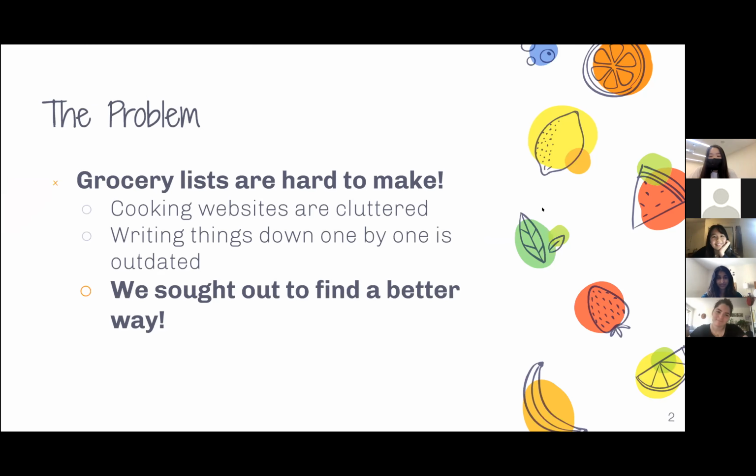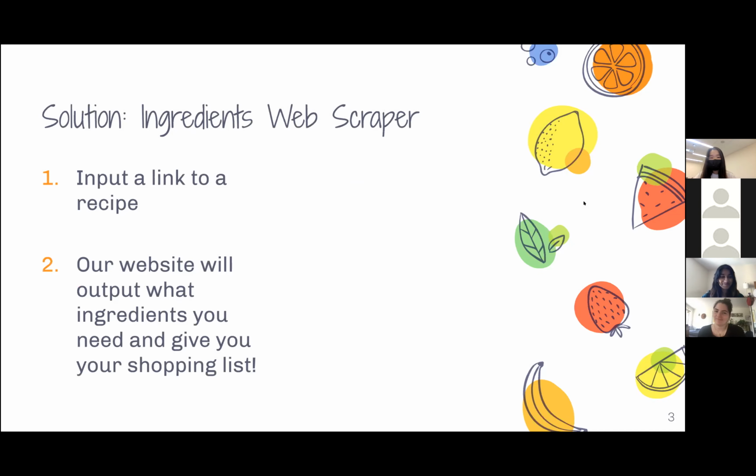So while we were brainstorming, the biggest issue that we found with grocery lists is that they're not the most easy thing to make. And when you look up a recipe, you're usually going to look it up on some sort of cooking website. And what comes up is a lot of pictures, a lot of ads, and a lot of instruction details that you have to scroll through. So we sought out to find a better way. Our solution was an ingredients web scraper. So the idea of our project was that you input a link to a recipe and our website will output what ingredients you need and give you your shopping list.